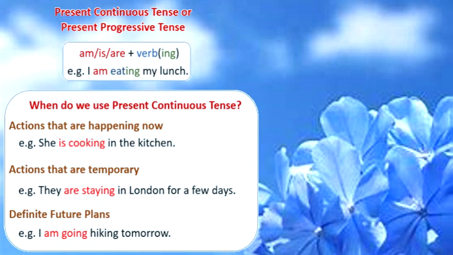And the usage of present continuous tense to make affirmative sentences is adding the helping verbs is or am or are, then adding ing to the first form of the verb. Example, I am eating my lunch.